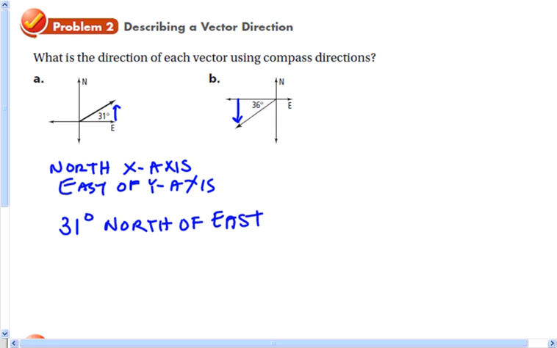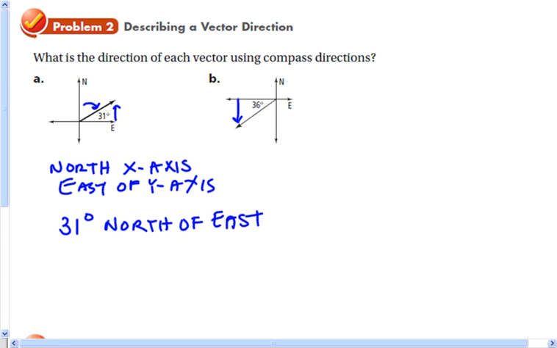Now some of you might be thinking, well, why didn't you say east of north? And east of north would be describing that angle there. So you could actually call it 59 degrees east of north, but since we're given the 31 degree angle, we're going to say it's 31 degrees north of east.